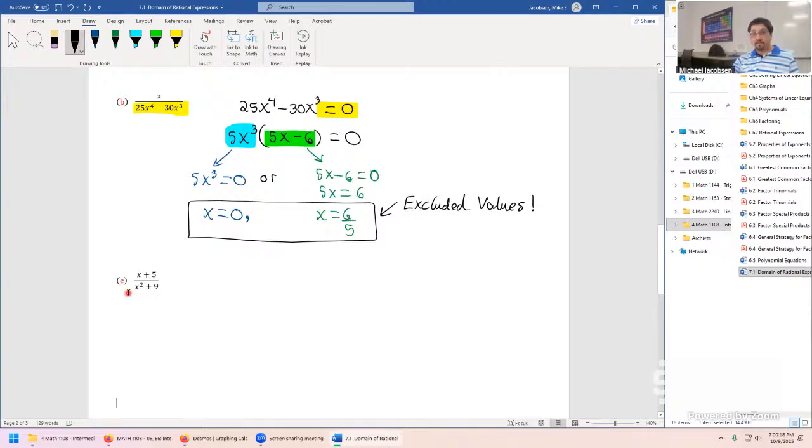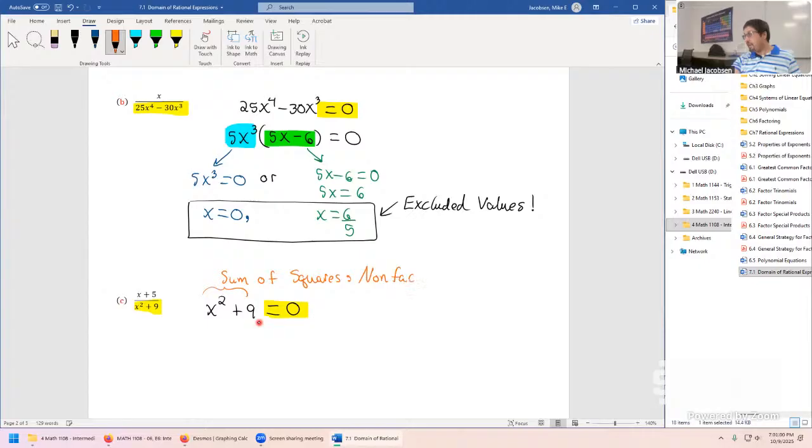We're looking for the excluded values on every one of these. So you take x squared plus 9. Set it equal to 0 and solve. And now we have a problem here. You can see the problem emerging in two different kinds of ways. Recall from the last section, this is a sum of squares. That means immediately, once we recognize it, it's something squared, x, plus something else squared, 3. This is non-factorable.